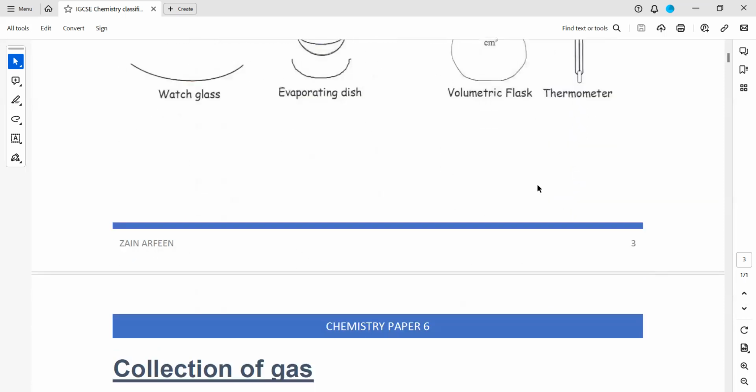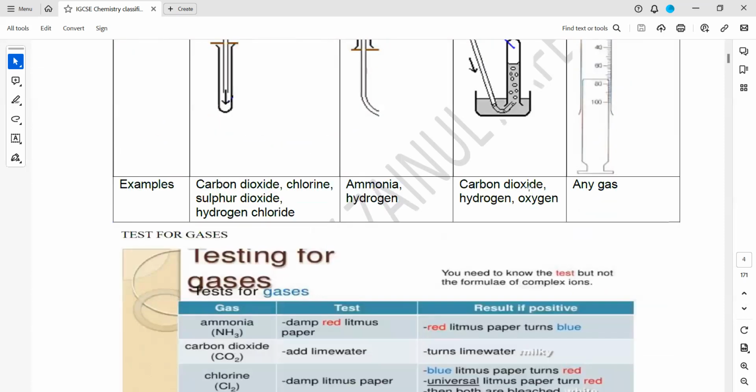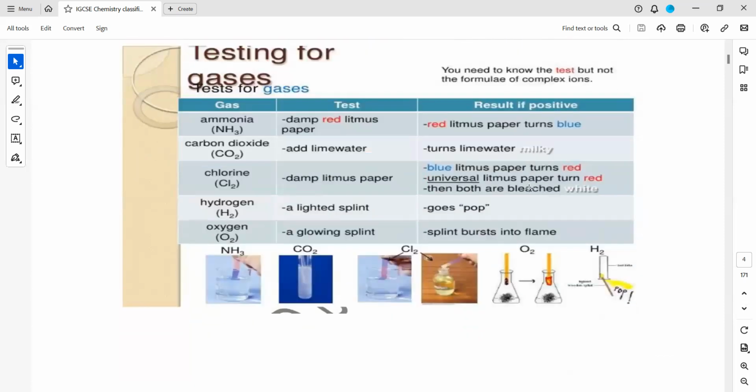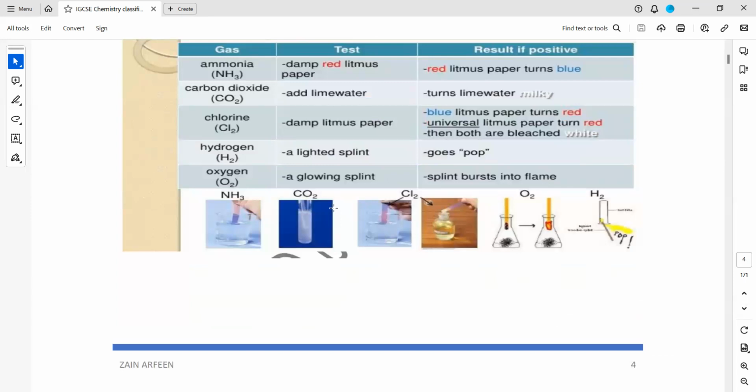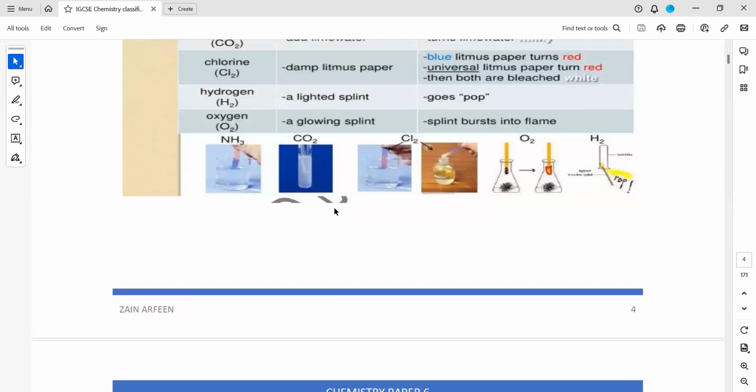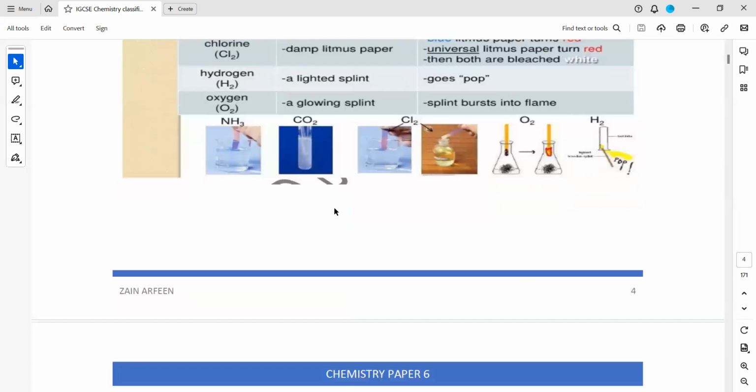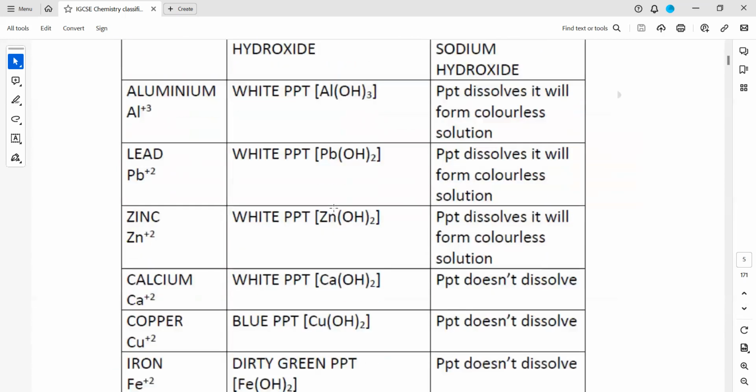This information you should go through all of them. Then how we can collect different types of gases, and what is a test for different gases. Sulfur dioxide, I did not add here. This was because I prepared this a year ago, 2 years ago. That's why sulfur dioxide is not added. But sulfur dioxide, you should also learn for that.